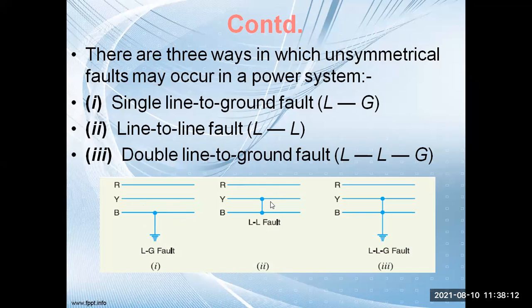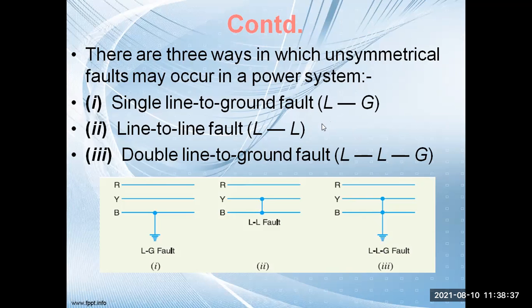I told you, either the fault can occur in a single phase, it can occur in two phases to ground, and maybe between the two phases. So this is between two phases. That is a line to line fault, and then the third one is the double line to ground fault. So two phases are shorted and then finally grounded. So that is basically a double line to ground fault.